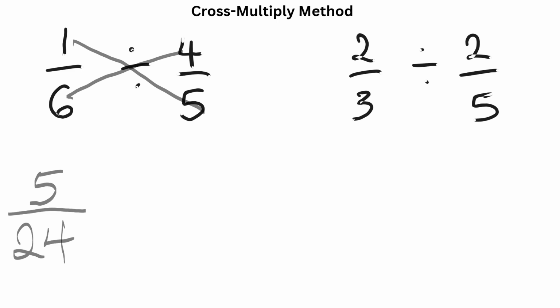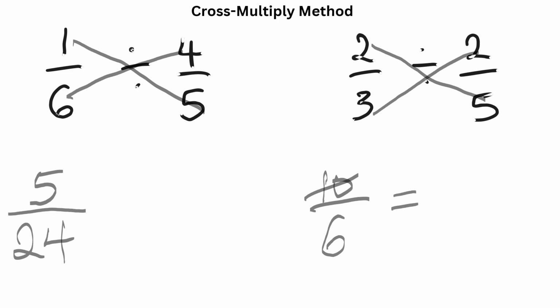The next example, 2 multiplied by 5 is 10, and then 3 multiplied by 2 is 6. We have a common factor, 2. 10 divided by 2 is 5, and then 6 divided by 2 is 3. Improper fraction. We need to turn it into a mixed number. 3 goes into 5 one time, remainder 2 over 3.